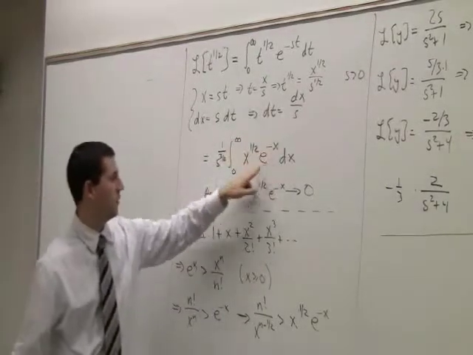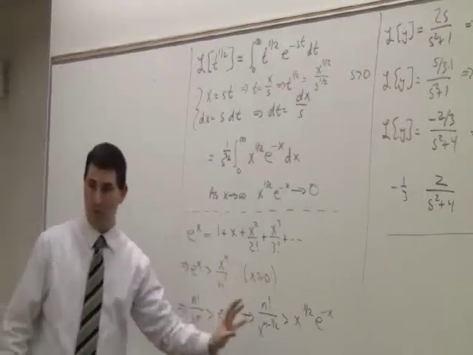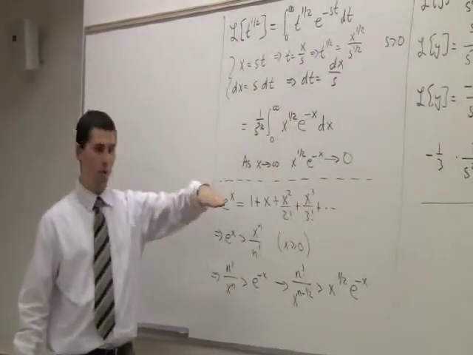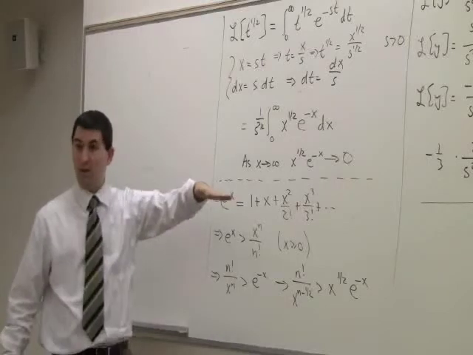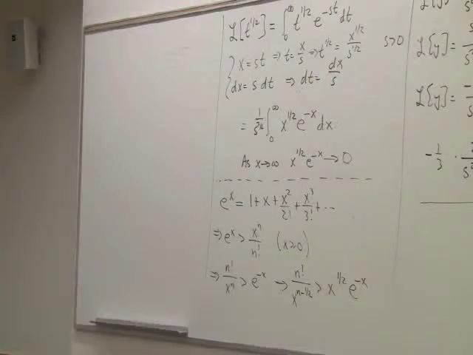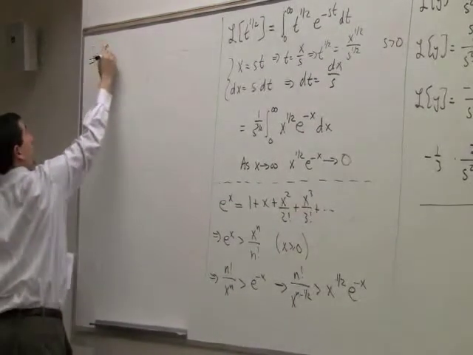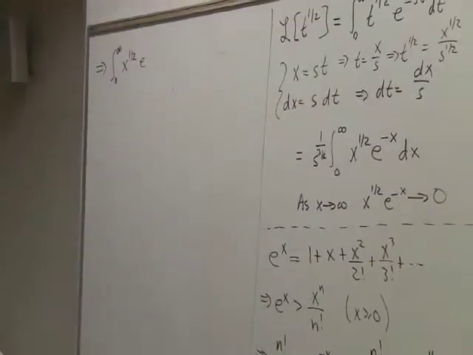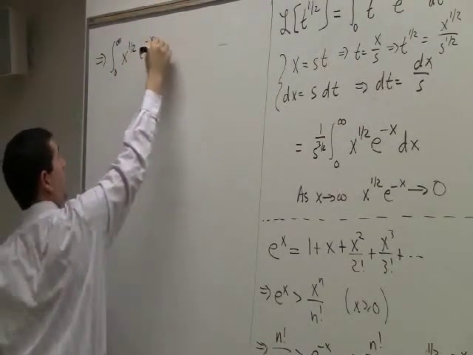Okay, so I'm trying to bound this from above by something whose integral is going to converge. Because I know if I have an improper integral, and exactly, if this converges, then anything smaller than it will also converge. Okay, so that's why I did all that. So that means that my integral, forget the 1 over s to the 3/2, that's a constant as far as we're concerned, e to the minus x dx.